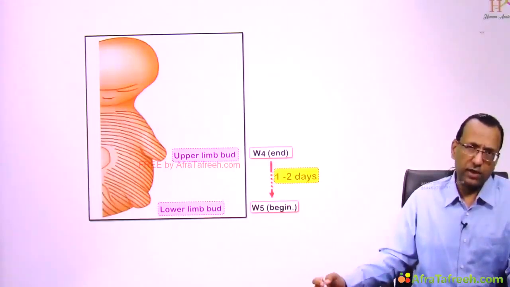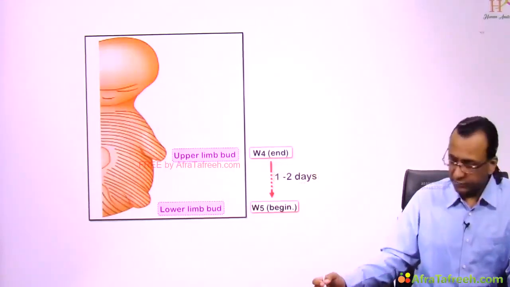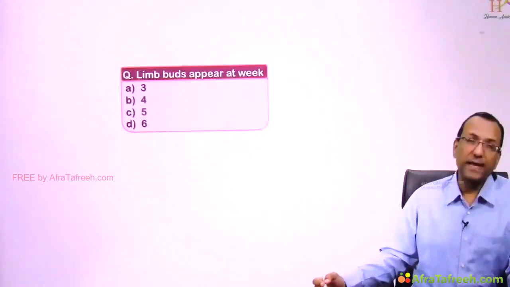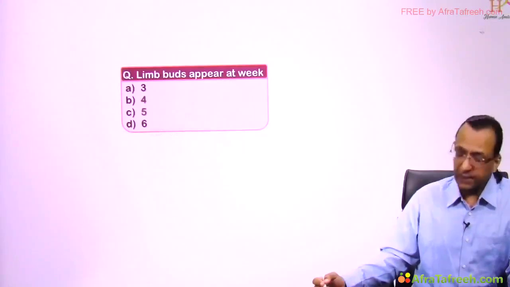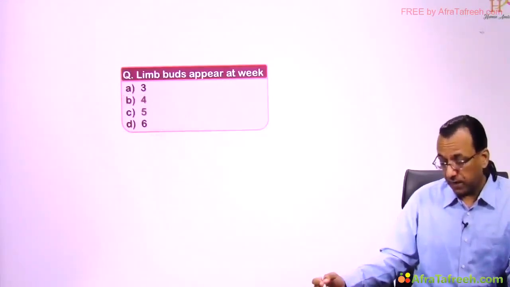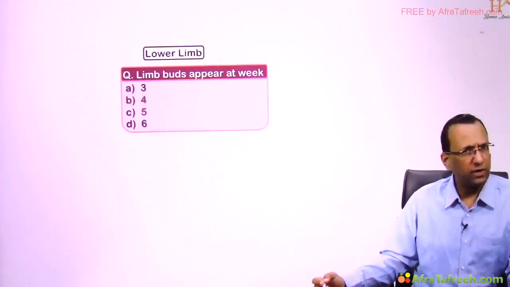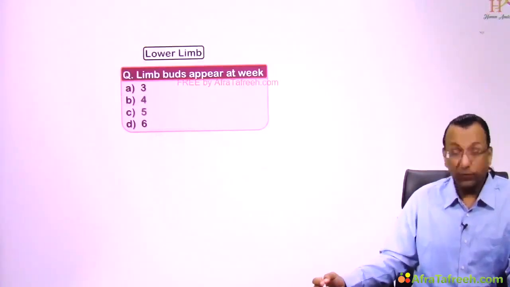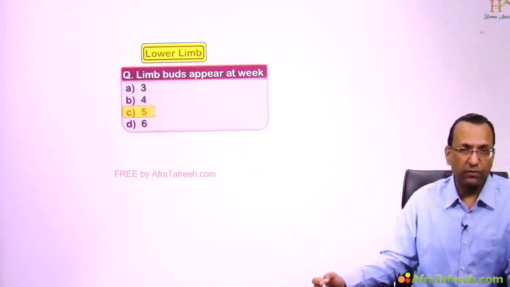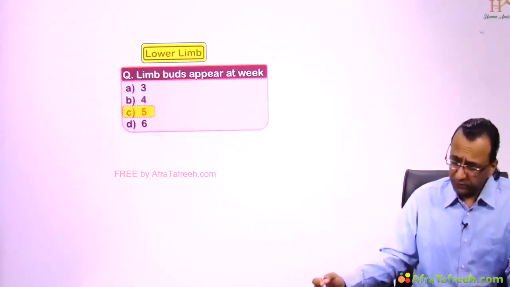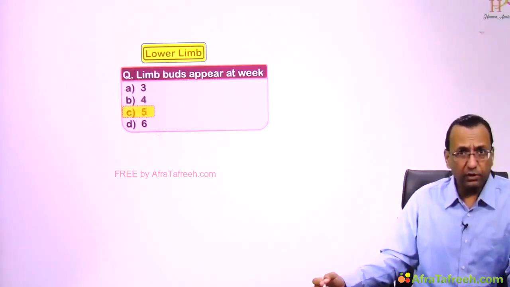So is it going to make a difference? Yes, of course. You see, this question is asking limb buds. As I suggested, the upper limb buds are appearing early, so we should give the answer as 4 week. And what if the question has specified the lower limb buds? What will you do? If it is asking lower limb bud, then of course I have to change the answer to the 5th week because it is beginning of the 5th week. So be careful for the lower limb bud question.